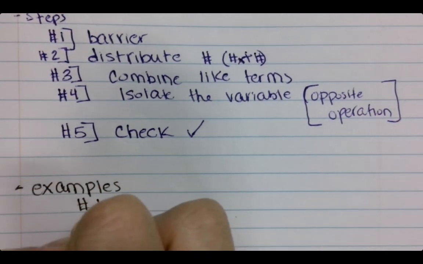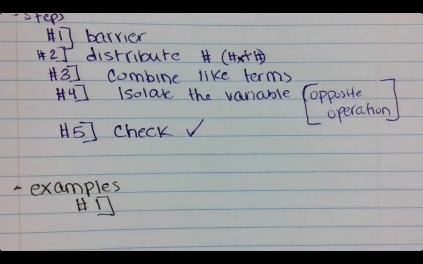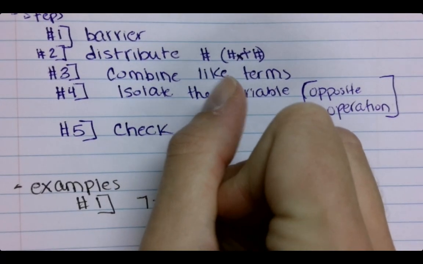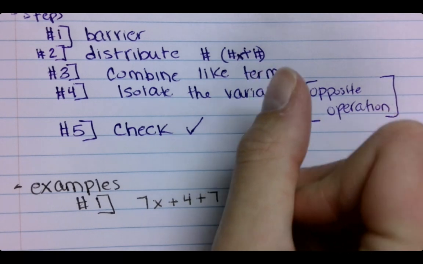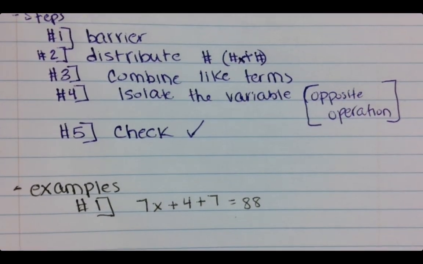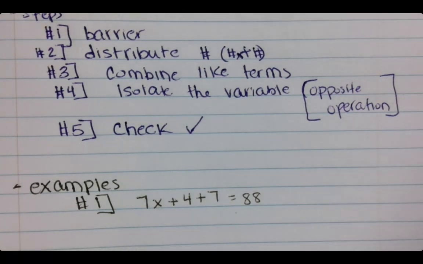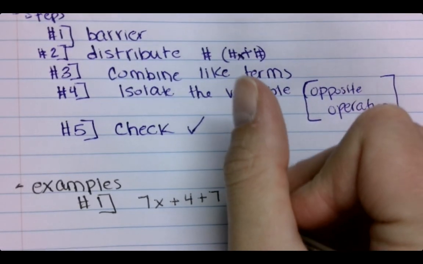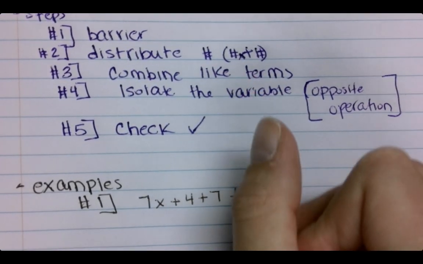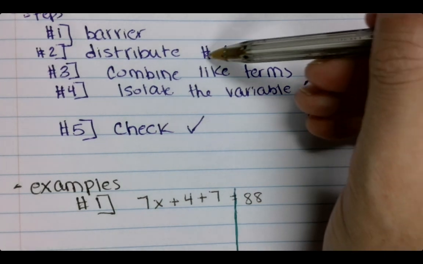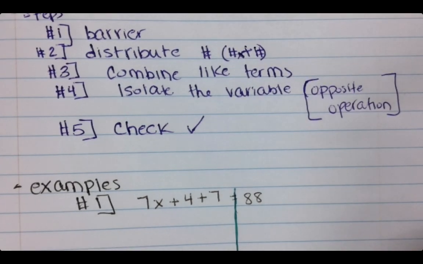So example number 1 is going to be 7x plus 4 plus 7 equals 88. Our first step is our barrier. Our second step is to distribute. Is there a number outside of parentheses? No, there is not, so there's nothing to distribute.